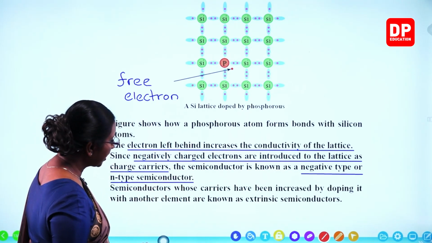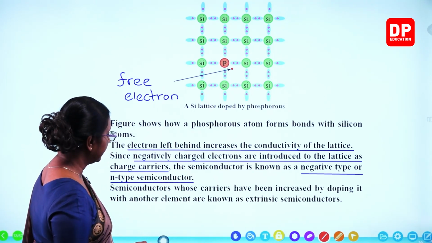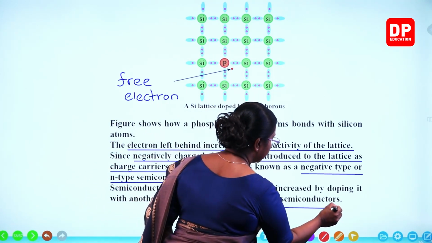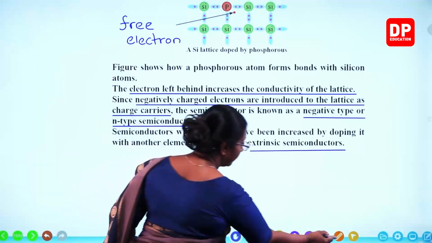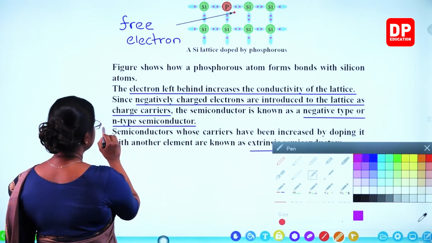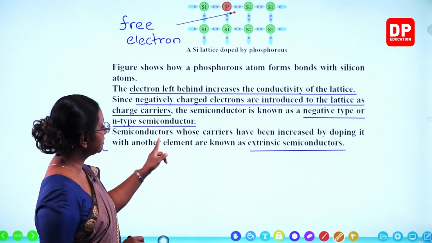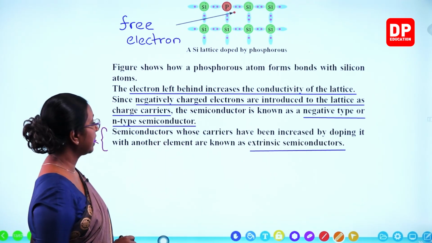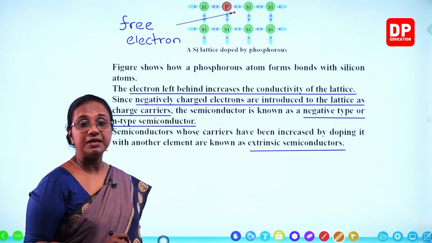Semiconductors whose carriers have been increased by doping it with another element are known as extrinsic semiconductors. So this is also important, students. When we say extrinsic semiconductors, this part is important. Semiconductors whose carriers have been increased by doping it with another element are known as extrinsic semiconductors.